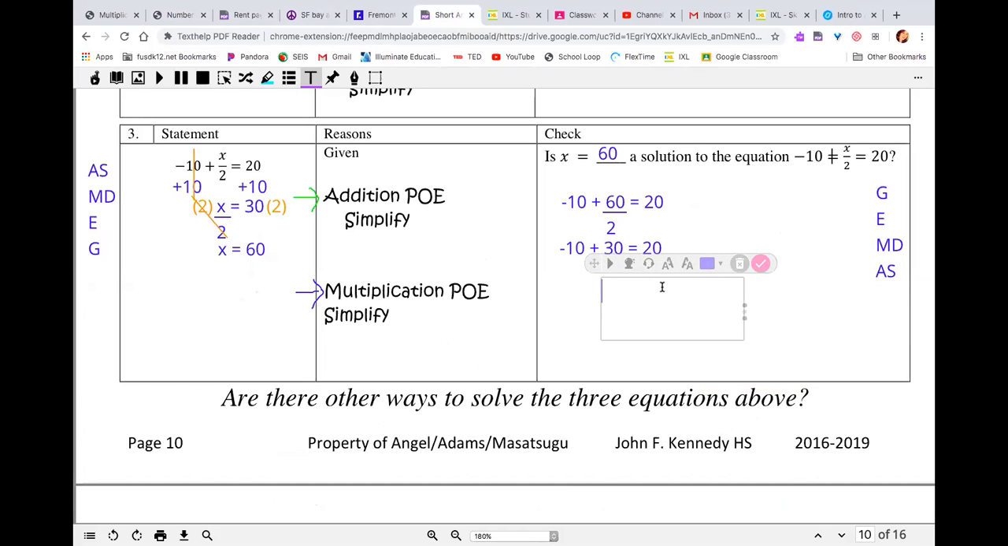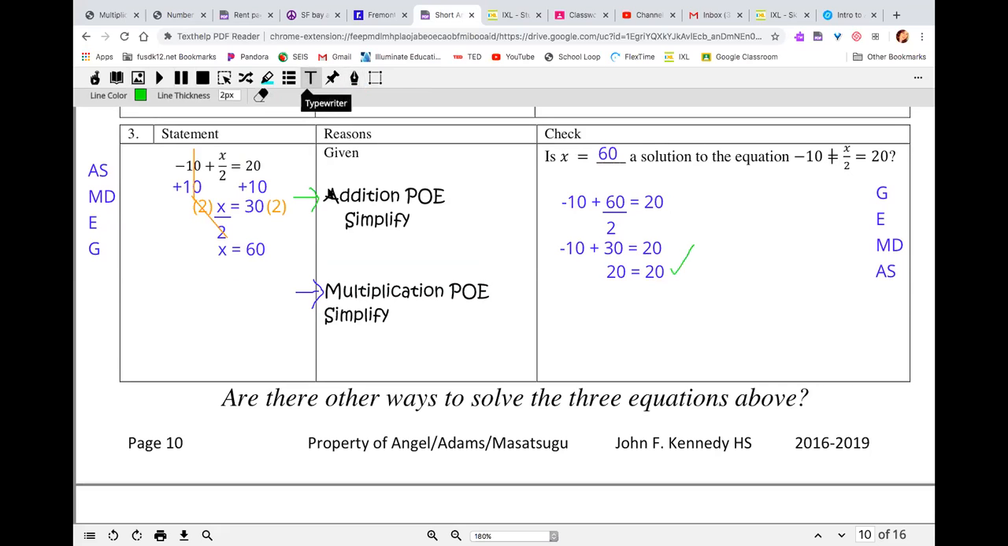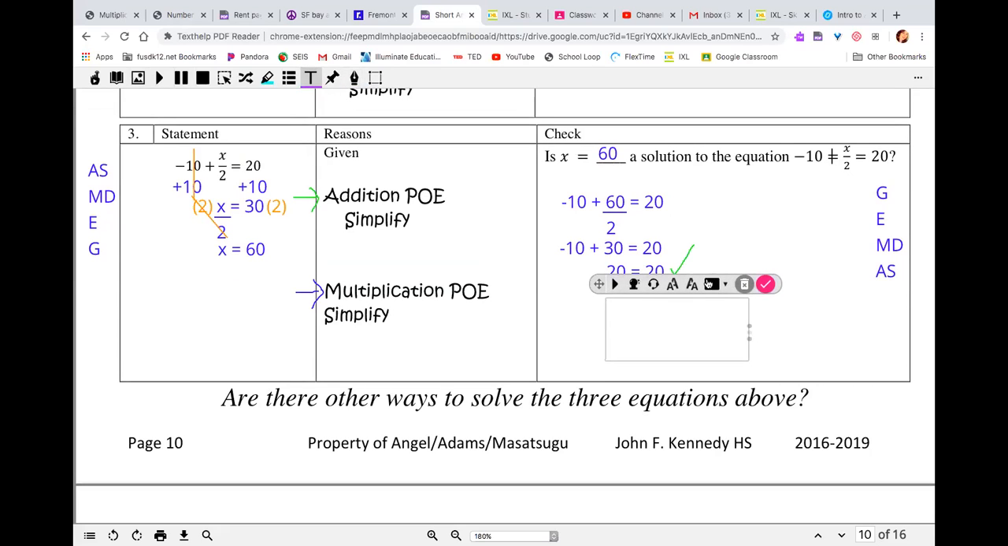Now I'm looking at 20 equals 20. Woohoo! Do they match? Yes. Very nice. Check. Okay. And I can write true or is a solution. We usually write true and false. So they checked out. I feel confident my answer is correct.